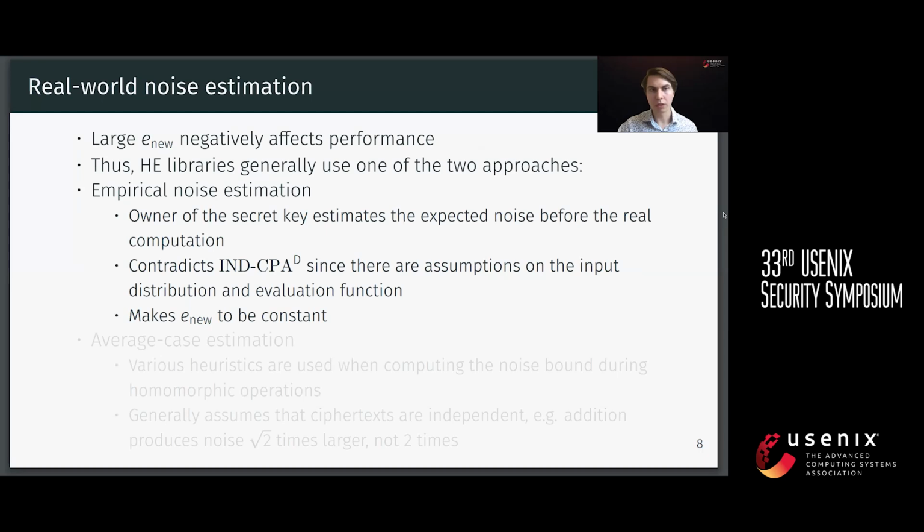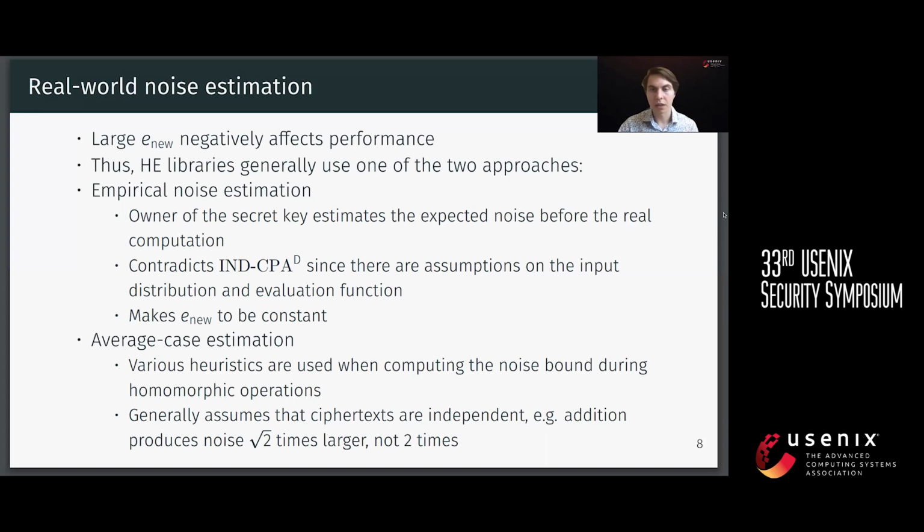But here's a problem: in the real world, large E in U hurts the performance. Therefore, the libraries that implement schemes don't really want to use large added noise. So they use one of two approaches. The first one is empirical noise estimation, where the owner of the secret key tries to estimate the expected noise that the real computation will produce. But this kind of contradicts the IND-CPA model, since it assumes that the adversary will use the same function as the one during the estimation, which is not true in general. Another thing is that it makes the added noise essentially a constant, and the constant does not grow.